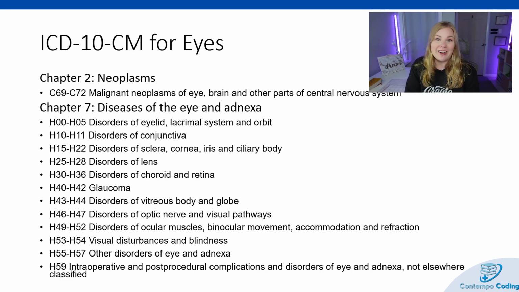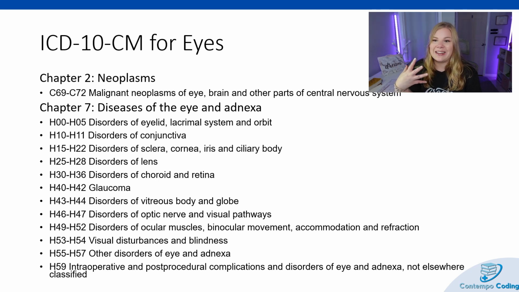When we talk about our ICD-10-CM codes for the eyes, we have our cancers of the eyes, of course, so that our C69 through C72 would be malignant neoplasms of the eye, and then also included in there would be brains, other parts of central nervous system. And chapter 7 is actually our code for diseases of the eye and adnexa, and it's all kind of broken down based off of different parts of the eye.